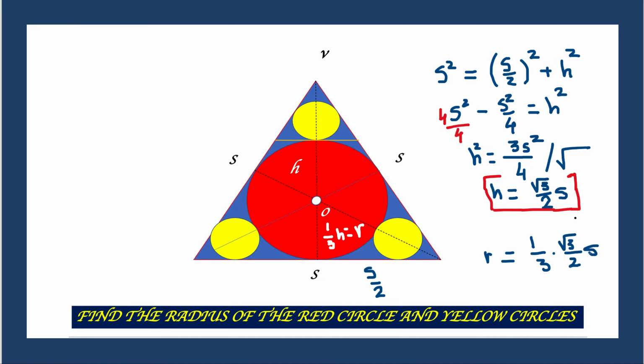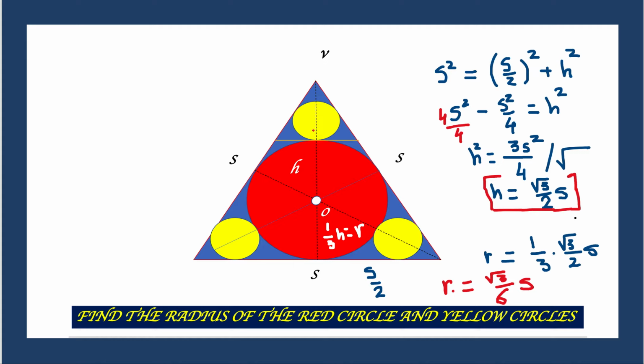So we found the radius for the red circle. Let me write it finally here: the radius r is equal to the square root of 3 divided by 6 times s. So this is the radius for the red circle.